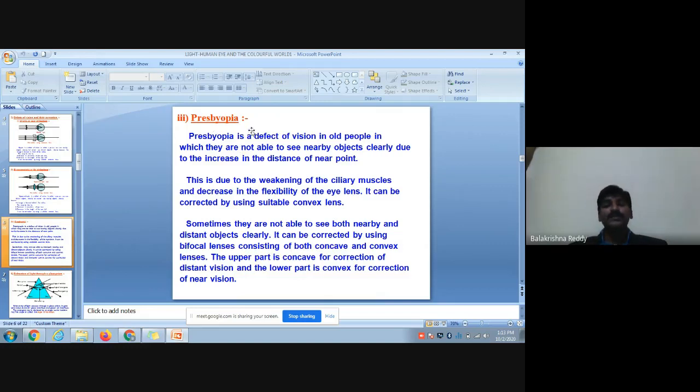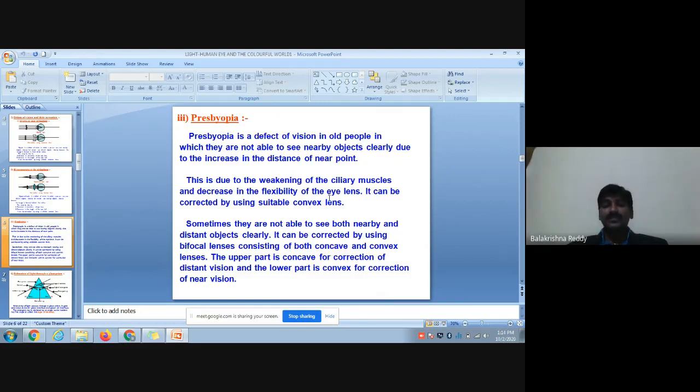But presbyopia arises for almost 90% of human beings who reach the age of around 40 and above, 50 like that, because in such people the ciliary muscles get weakened as age increases. So due to that the lens will be displaced. The eye lens will be a little weakened by the muscles.